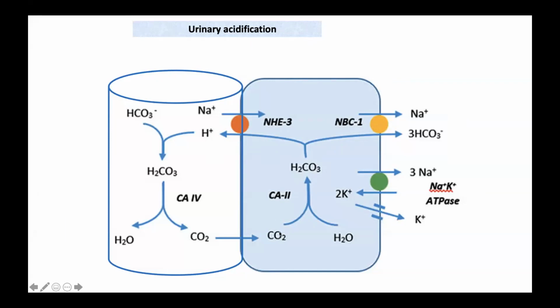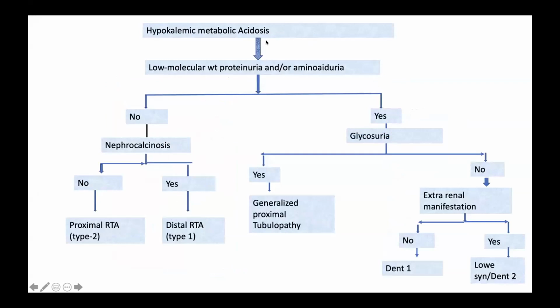So if a patient presents with hypokalemic metabolic acidosis, we should look in the urine for the presence of low molecular weight proteinuria and amino aciduria. If it is present, then we should look for glycosuria. If it is present, then it is generalized proximal tubulopathy or Fanconi renotubular syndrome.